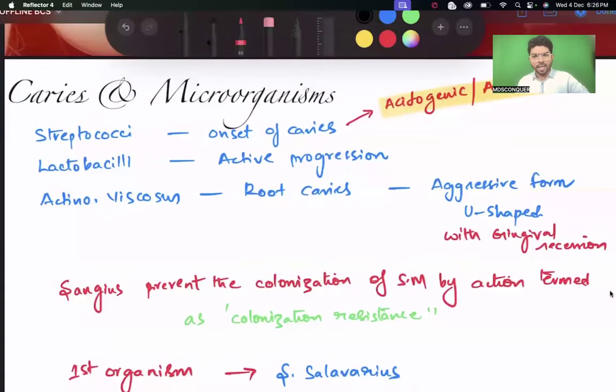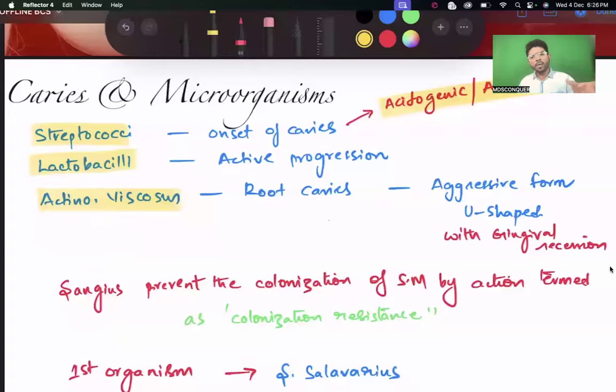Mostly it will be a one-way session. Let's start with caries. Initiation of dental caries is basically by Streptococcus mutans, whereas the progression of dental caries occurs by Lactobacillus, and root caries is caused by Actinomyces. Which organism is responsible for root caries? Yes, root caries is caused by Actinomyces. Very nice. I want you to add a few important points about root caries.